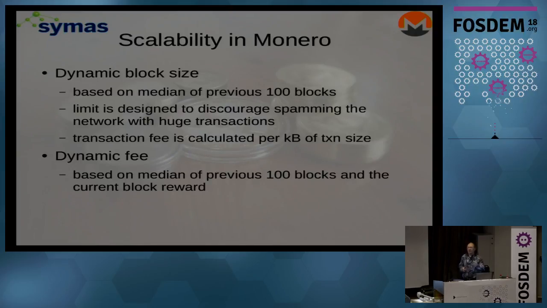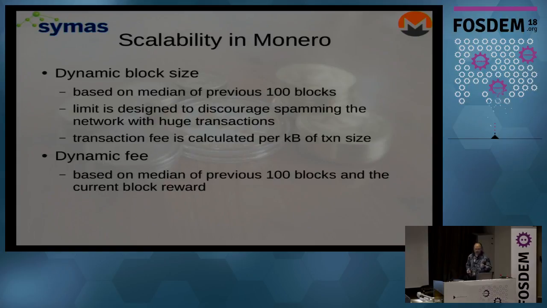Now, I talked about in Bitcoin, there's a block size that's hard-coded to a maximum of 1 megabyte. In Monero, the block size is dynamic, and it's based on the median size of the previous 100 blocks. So if more transactions are being conducted and the network starts seeing more usage, the block size will automatically grow to accommodate the increased use. The growth is based on the previous 100 blocks to control the rate of growth. We don't want it to grow too quickly, and we don't want to allow an attacker to spam the network and just create millions of transactions and blow out the block size in an instant.